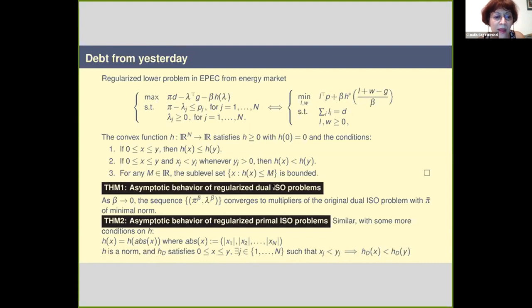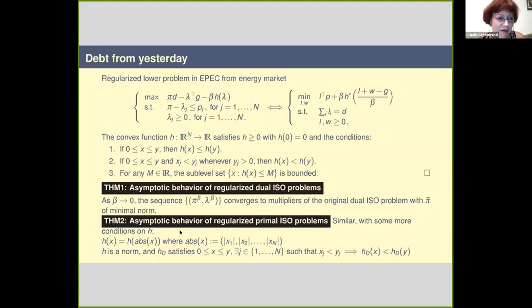Now, this theorem doesn't say anything about the dispatch. What happens with the dispatch that the ISO will decide, that corresponds to multipliers in the dual form, or in the primal form, the decision variable? What happens as beta goes to 0 with this limit? For that, we need some additional assumptions on the penalty, because these conditions have to be satisfied by the conjugate. We use Fenchel duality for this kind of results.